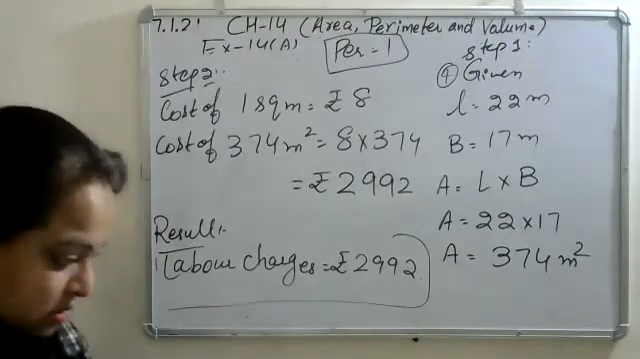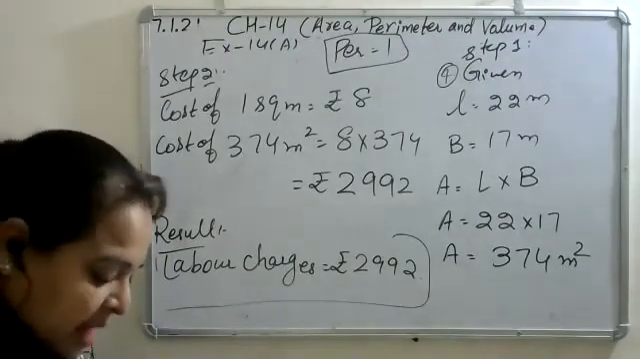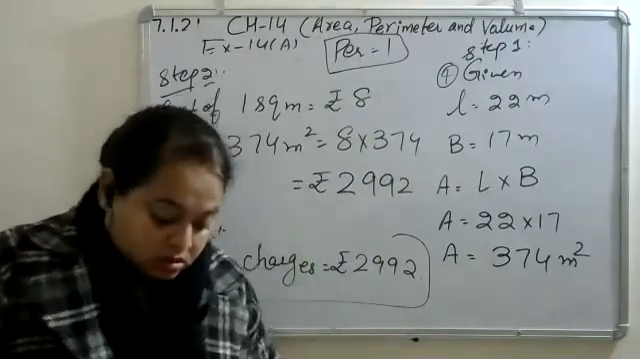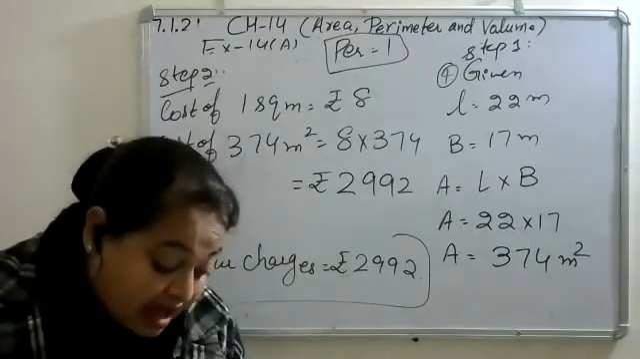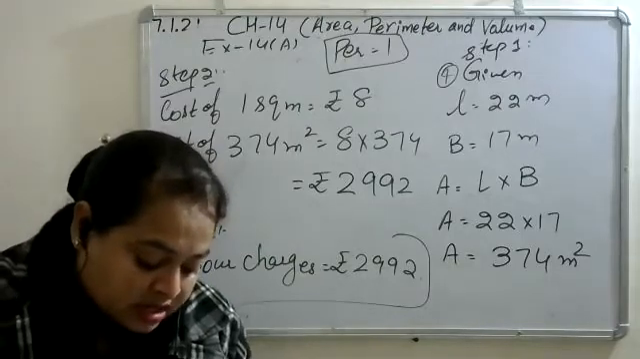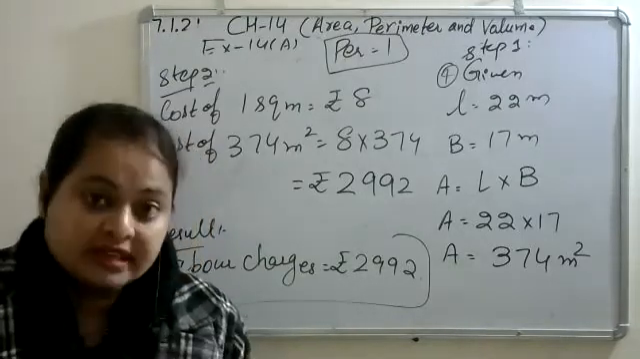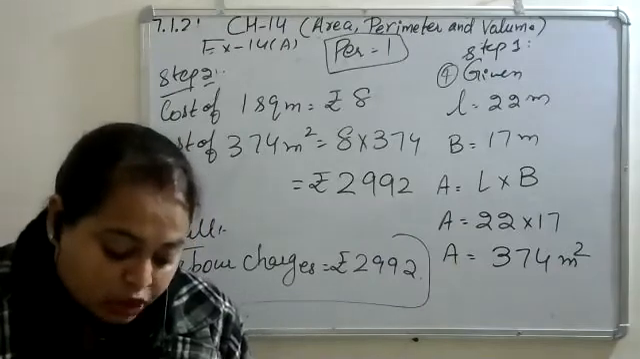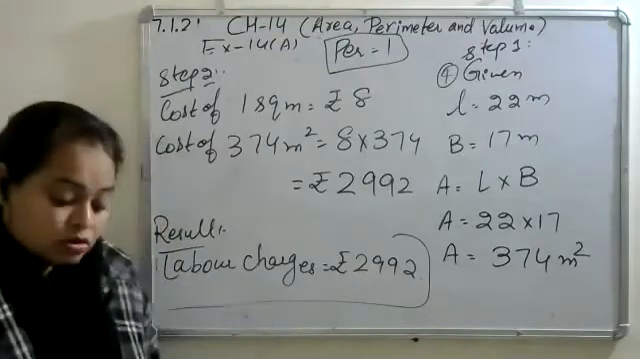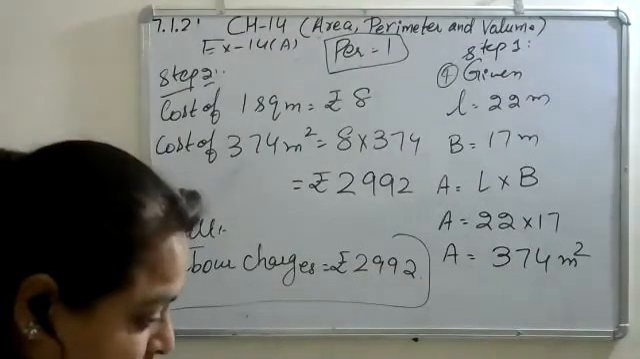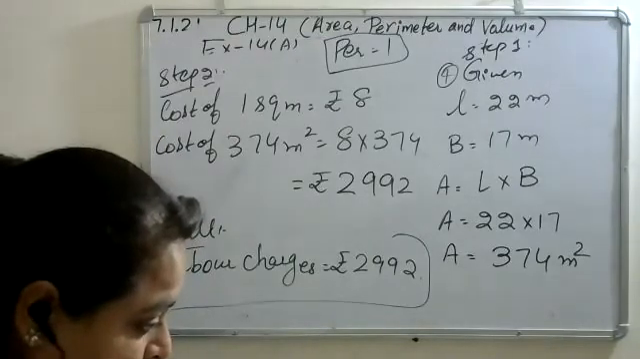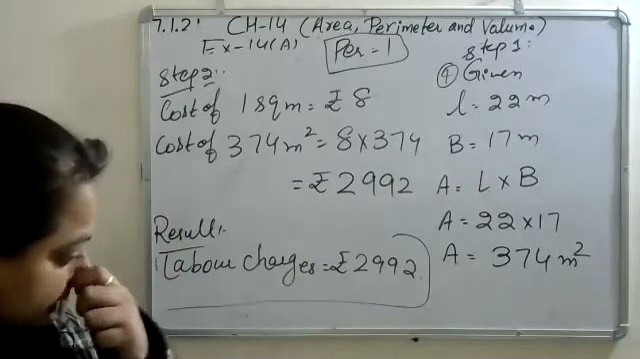Sixth question is same as fourth question. Find the cost of painting a square board of side 44 centimeter at the rate of rupees 7 per square centimeter. Okay. So Samriti, unmute yourself.